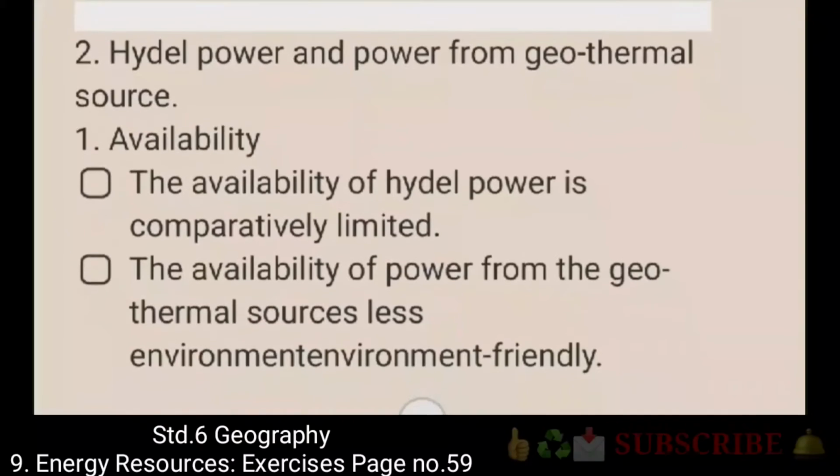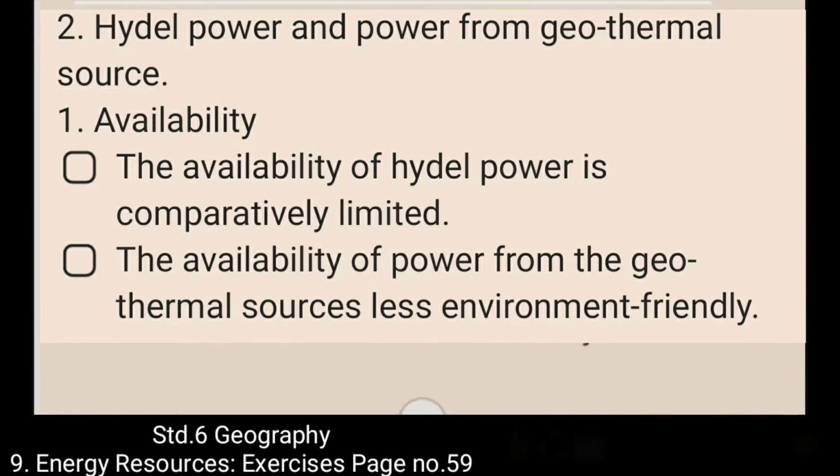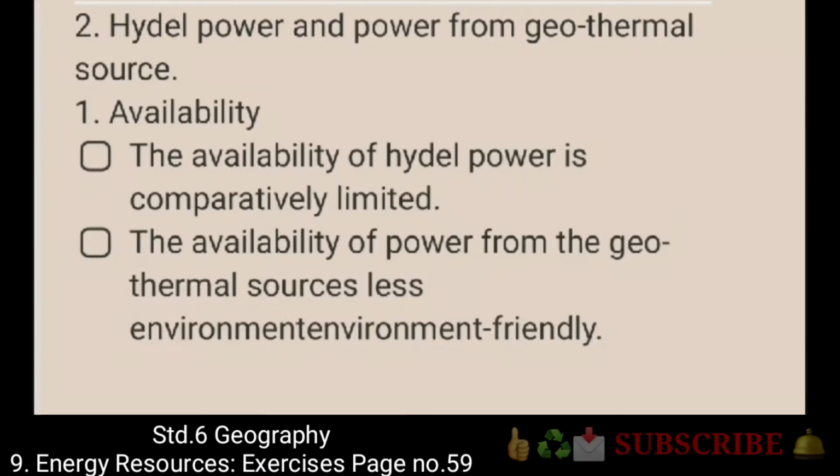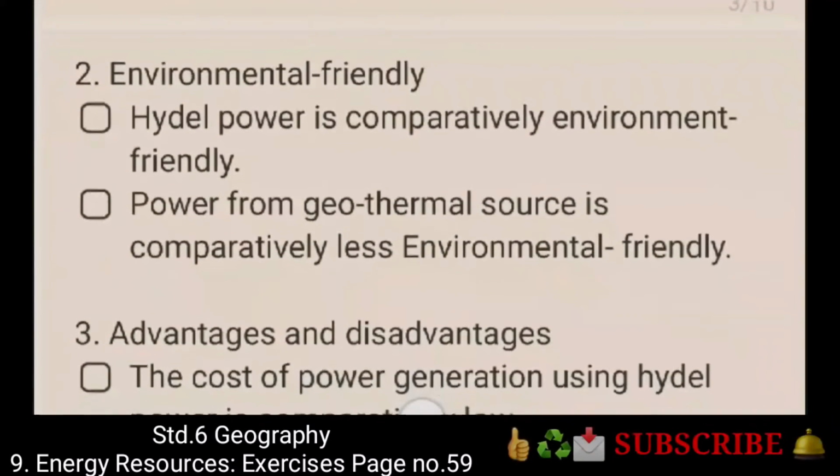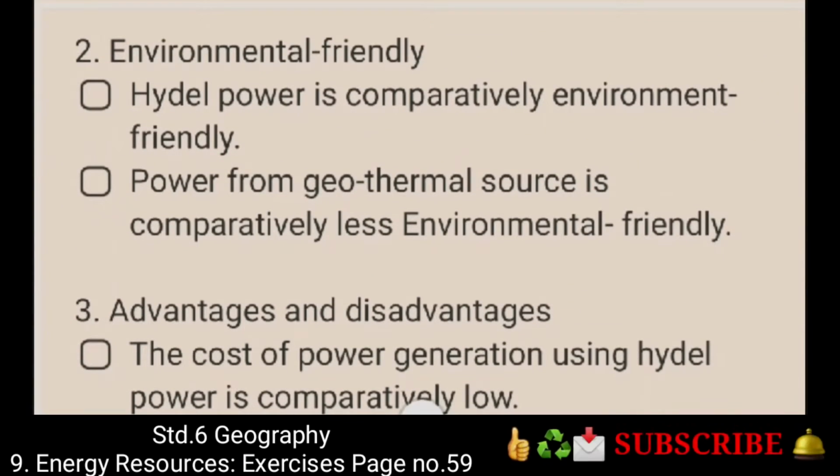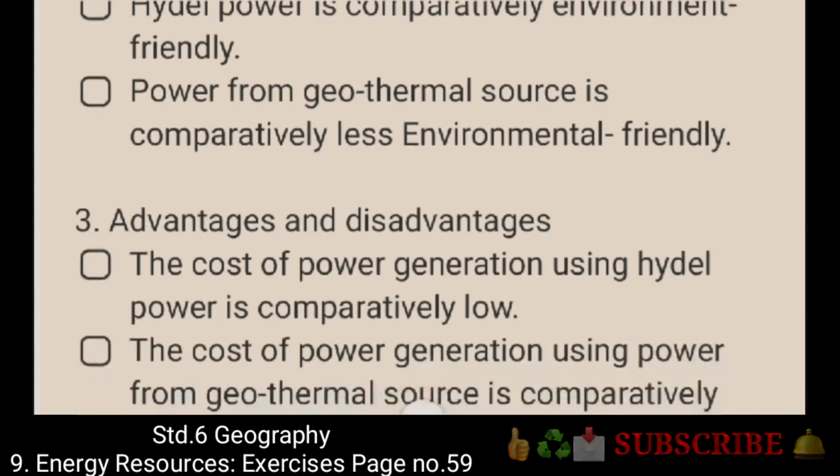Now the second one, that is hydel power and power from geothermal sources. 1. Availability. The availability of hydel power is comparatively limited. The availability of power from geothermal sources is less. Second, environmental friendliness. Hydel power is comparatively environmentally friendly. Power from geothermal sources is comparatively less environmentally friendly.